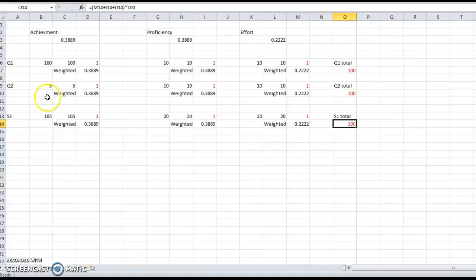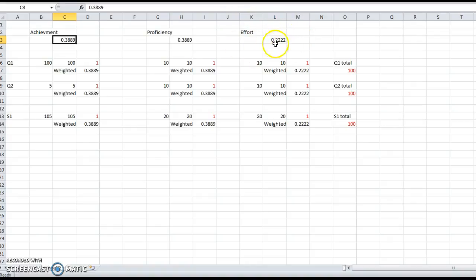Okay, so to give a brief picture of what we have here, we have a weighted category system, and this is only going to be true in a weighted category. If it's total points, it has to fall between the two quarters. I have three categories: achievement, proficiency, and effort. The weights for those categories are 38%, 38%, and 22%. These particular numbers are just coming from a teacher that I'm working with.